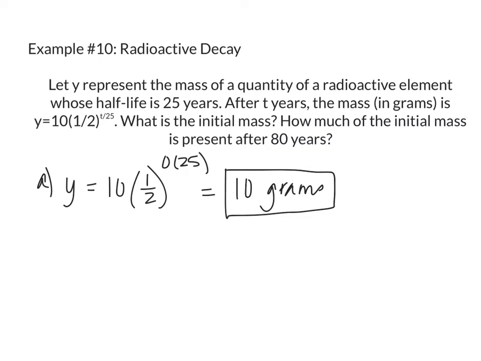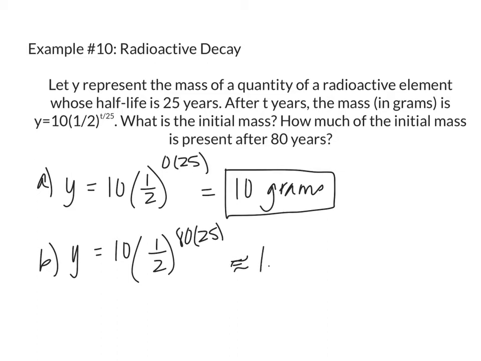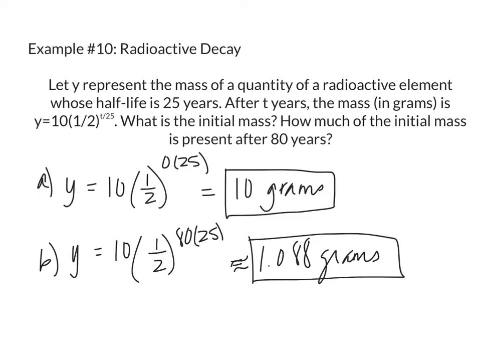If after 80 years we want to know how much is left, we would say Y equals 10 times 1/2 to the 80 over 25. Again, typing that all in, you get about 1.088 grams. So it has drastically dropped. However, there's still enough after 80 years to still make that radioactive.